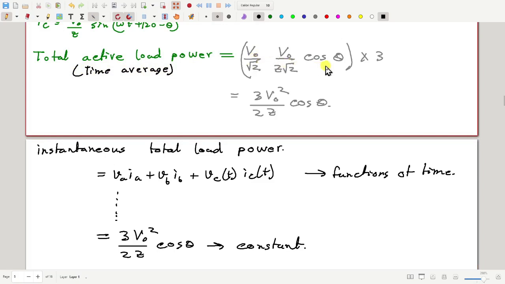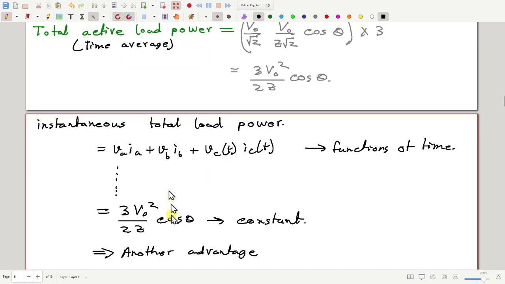Because VRMS, IRMS cos theta is the expression of average power. So we have already calculated the average power. But now here we are calculating the instantaneous power without doing any average. But without doing any averaging, you will see that the total instantaneous power is the same as the average power.